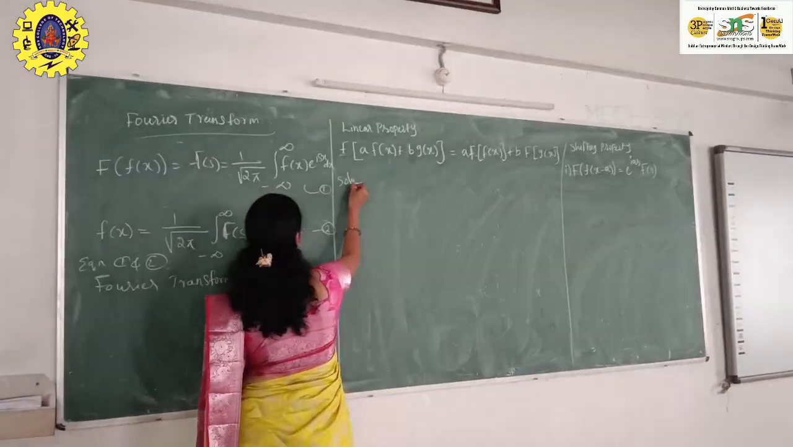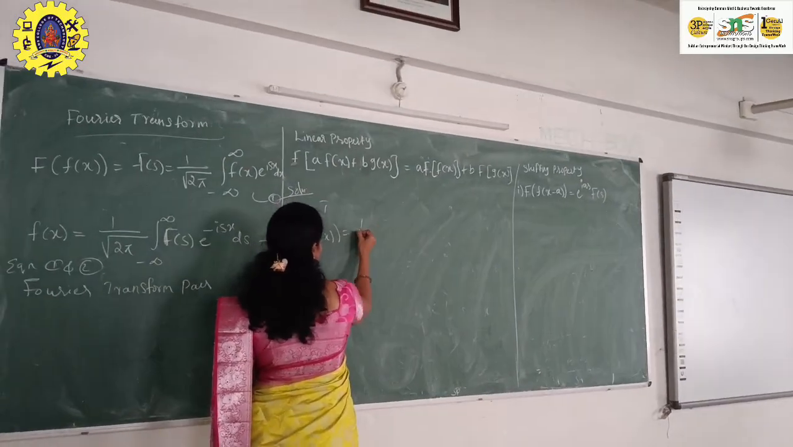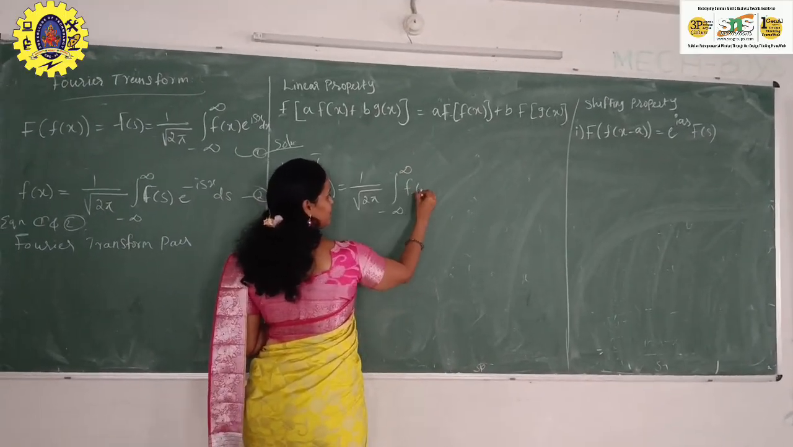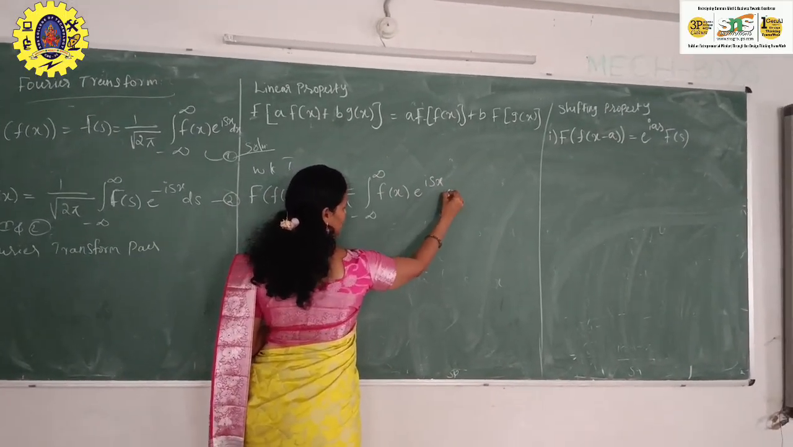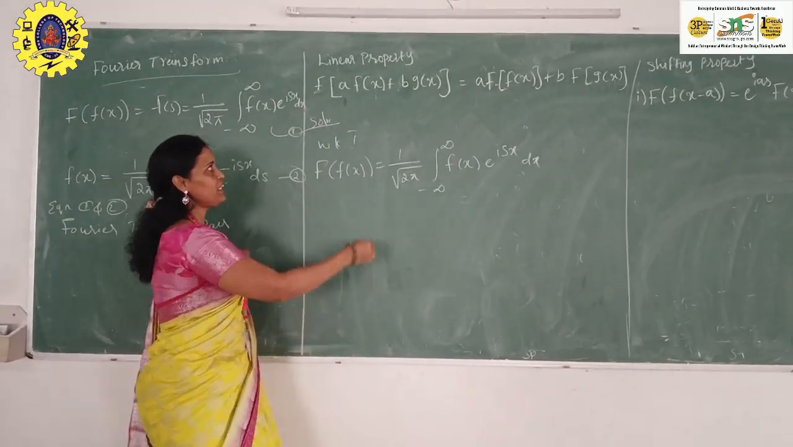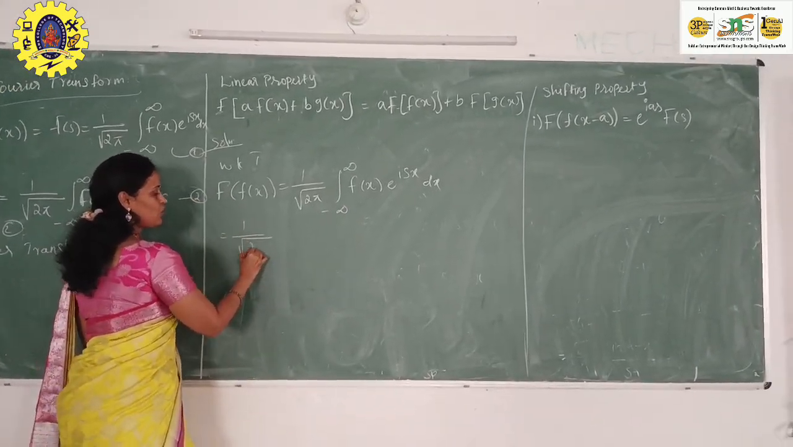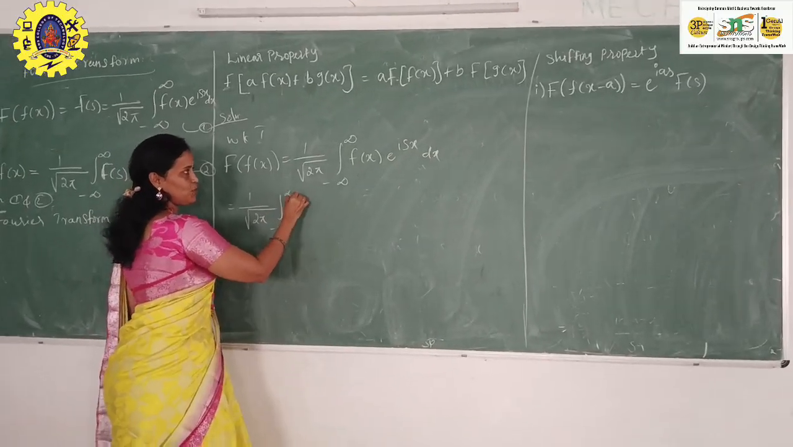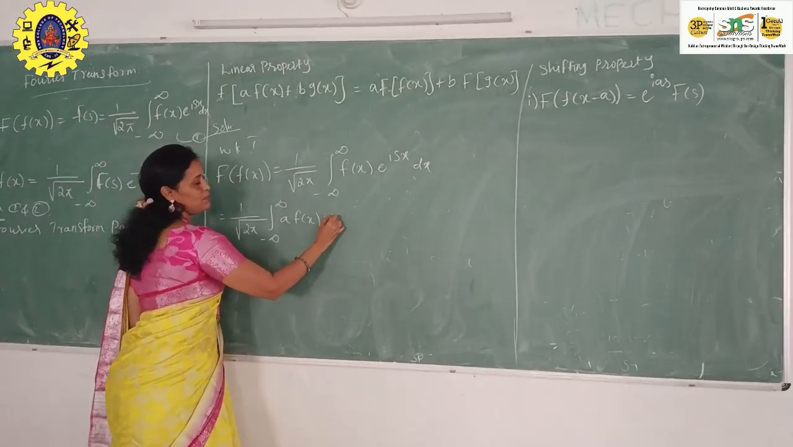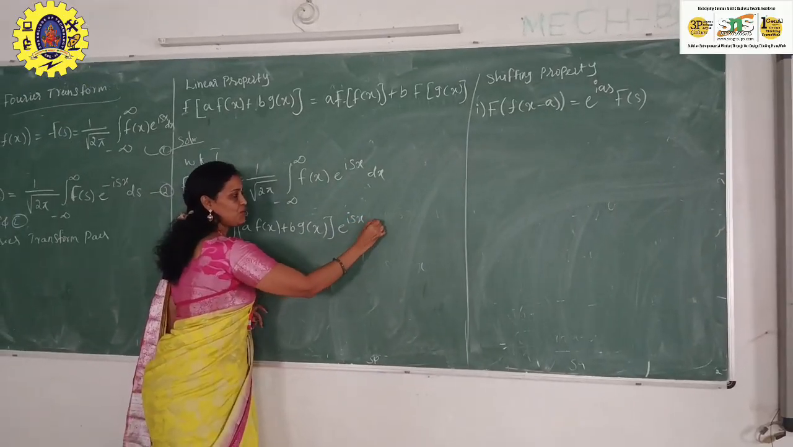We know that the Fourier transform of f(x) is 1/√(2π) ∫ from −∞ to +∞ of f(x) e^(isx) dx. Here our function is a f(x) + b g(x), so instead of f(x), substitute this function: 1/√(2π) ∫ from −∞ to +∞ of [a f(x) + b g(x)] e^(isx) dx.